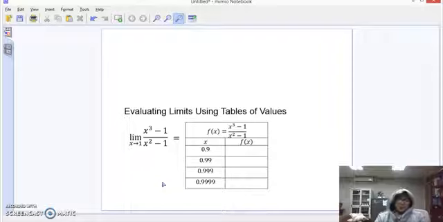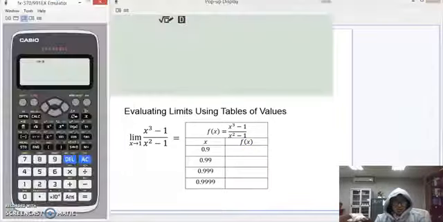Remember in this topic the word approach, that arrow there, means you'll be approaching 1 but not equal to 1. And the students will have the values evaluated for x equal to 0.9 to get the value here for f of x. Let's, for example, try the first one, 0.9.